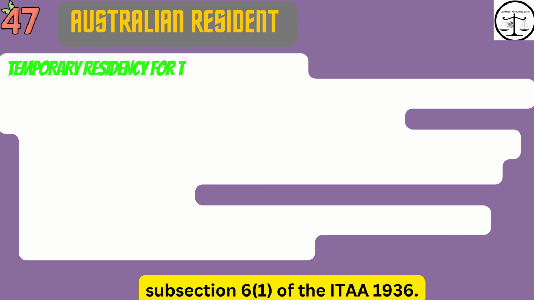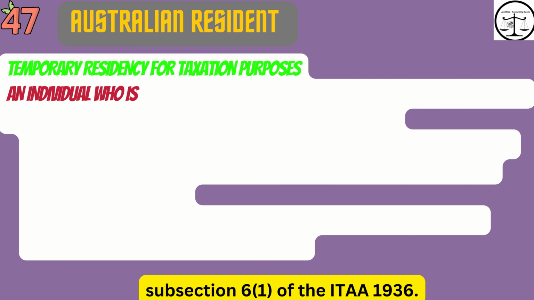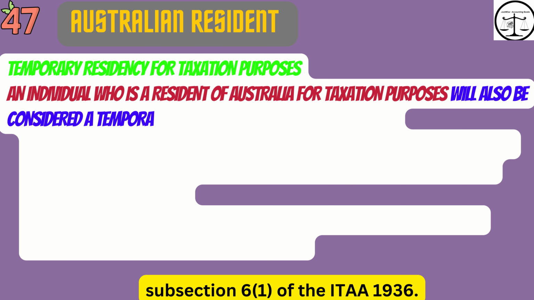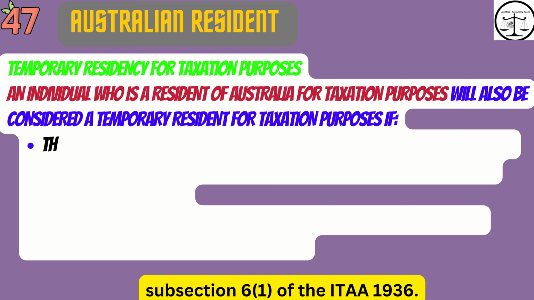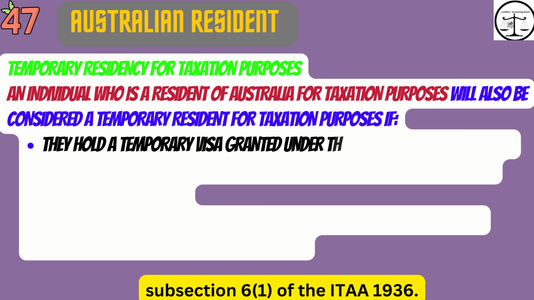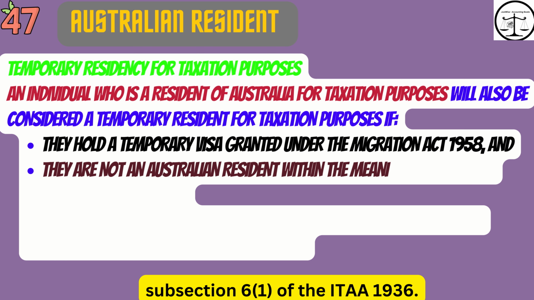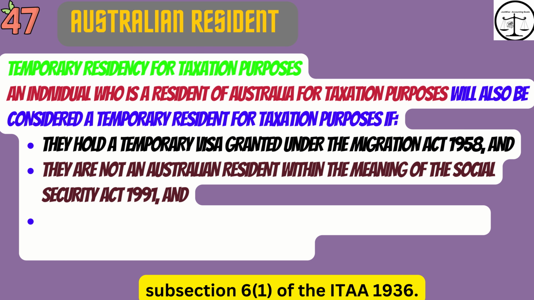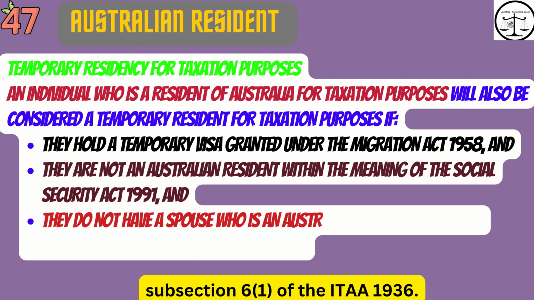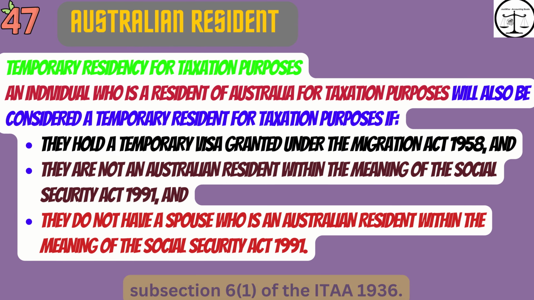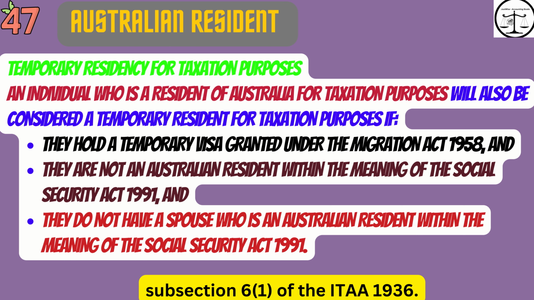Temporary residency for taxation purposes. An individual who is a resident of Australia for taxation purposes will also be considered a temporary resident for taxation purposes if they hold a temporary visa granted under the Migration Act 1958, and they are not an Australian resident within the meaning of the Social Security Act 1991, and they do not have a spouse who is an Australian resident within the meaning of the Social Security Act 1991.